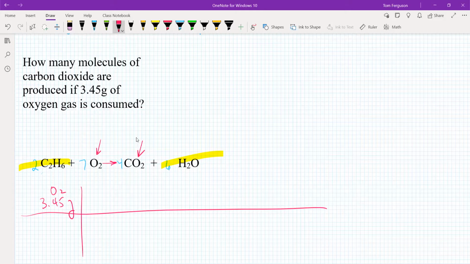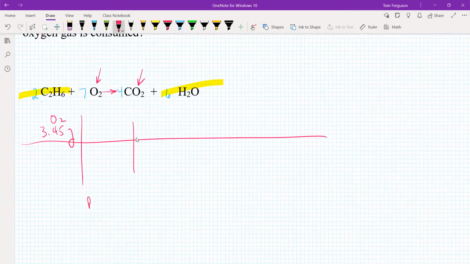Okay, so step 1 is always convert what you're given to moles. Okay, that's from the periodic table using the molar mass. So we're taking the given, converting that to moles, and grams have got to cancel. So that means grams goes on the bottom. Oxygen gas, it's 16 grams a piece, so that's 32 grams.